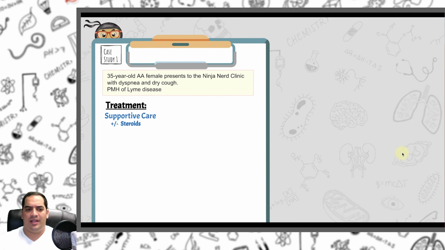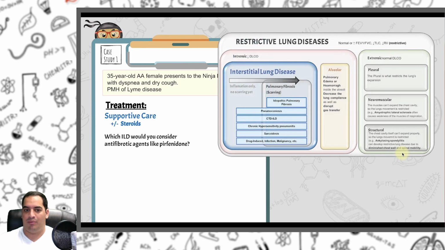So I think the big thing is how do you treat these patients is usually supportive. You can kind of consider just steroids at some point in time if they need to be on DMARDs. You can also consider that.